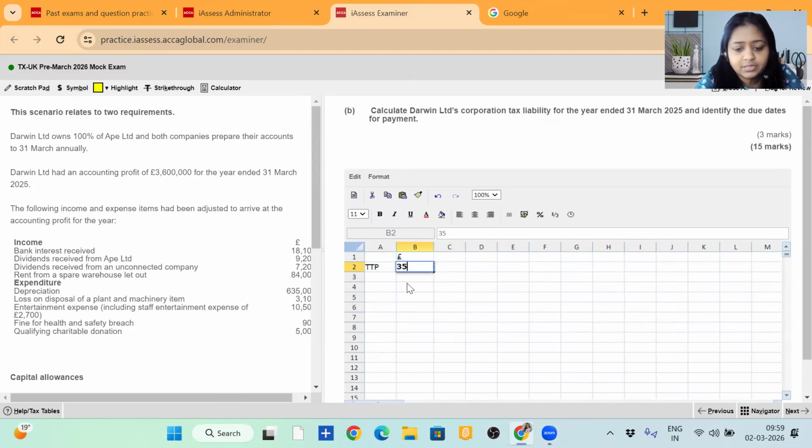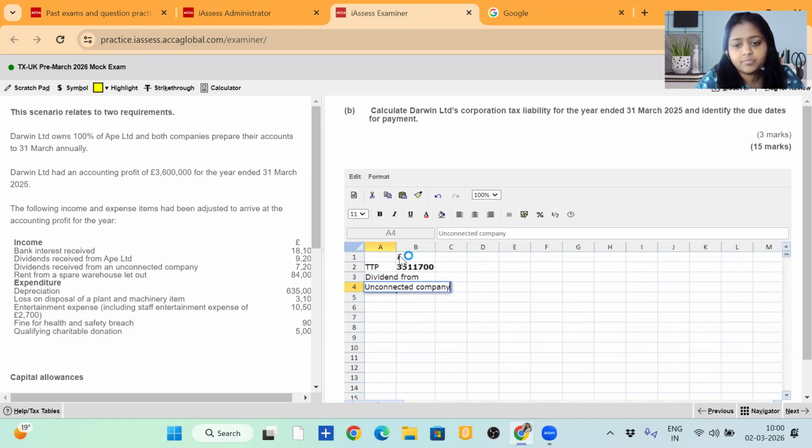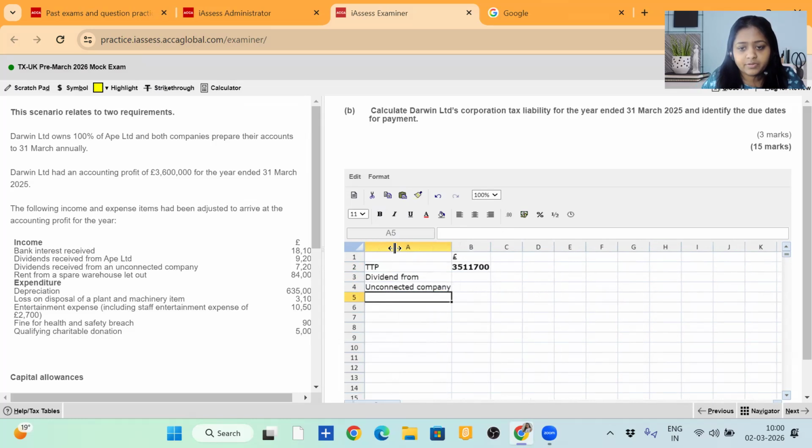It was 3511700. Right. Now I will take dividend from non 51% group company, unconnected company. I can simply write. Okay. So now here we have, let me see, dividend received from unconnected is 7200. Add it and you get your AP. Okay. This is my augmented profit.